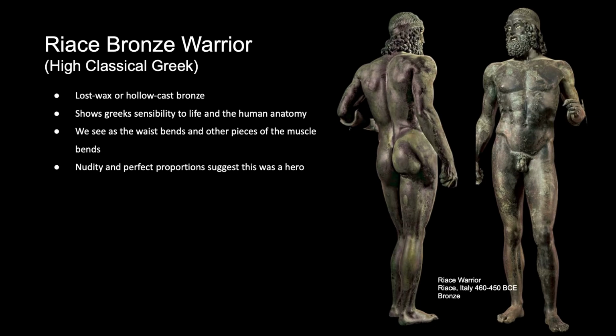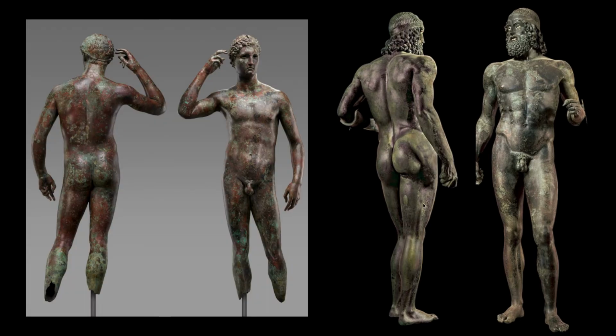And the final comparison is a Riace bronze warrior. This piece was also found off of a shipwreck in Italy as well. We see that it's also a lost wax or hollow cast bronze. And we see quite a bit of similarities with this one, despite the slightly brown and orange that we saw in the other bronze. That was probably due to the lighting. We do see an extreme amount of sensibility to the figure's muscles and his form. The human anatomy seems very well pronounced. We also see the nudity and perfect proportions here, but let's take a look at the comparison.